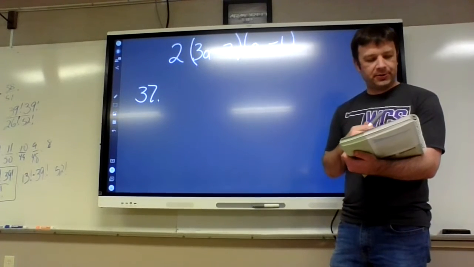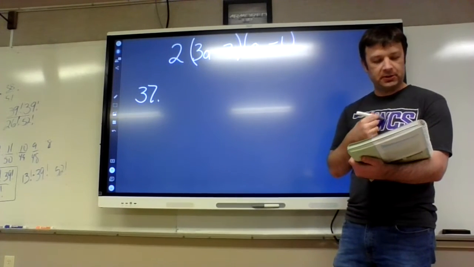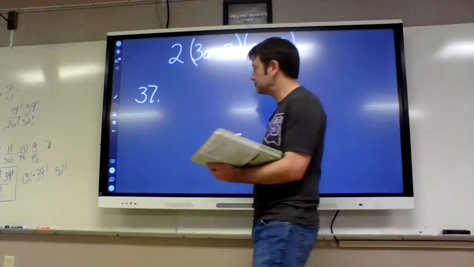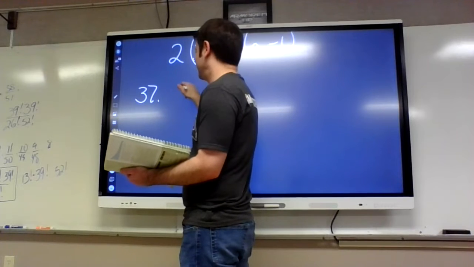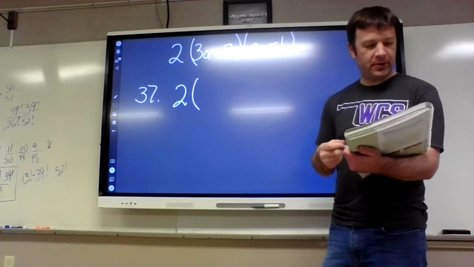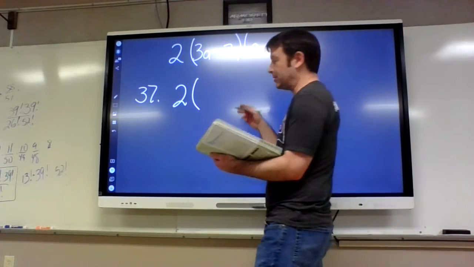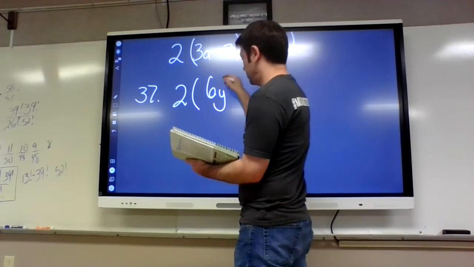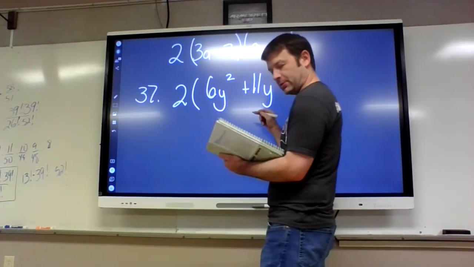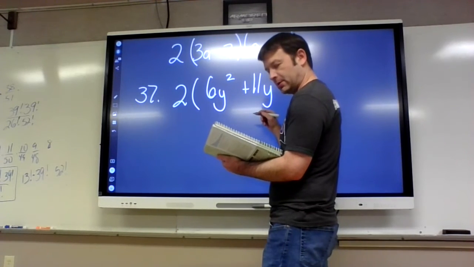What goes into all three of those? 2. Then everything divided by 2, so that'd be 6y squared plus 11y.